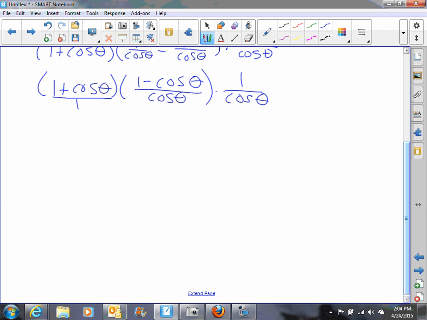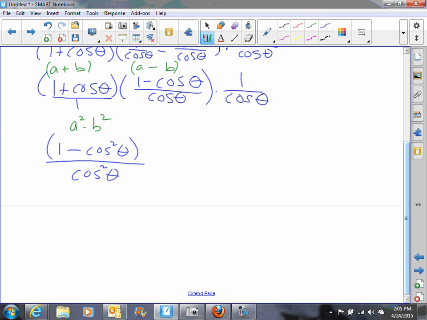Now, let me point out here also that knowledge of algebra and factoring is many times going to be really useful here. Think of this as A plus B, where A is 1 and B is the cosine of theta. And think of this as A minus B. When you multiply A plus B by A minus B, you get A squared minus B squared. So when we multiply those two together, we're going to get 1 squared minus cosine squared theta times 1, of course. And in the denominator, we're going to have cosine squared theta.